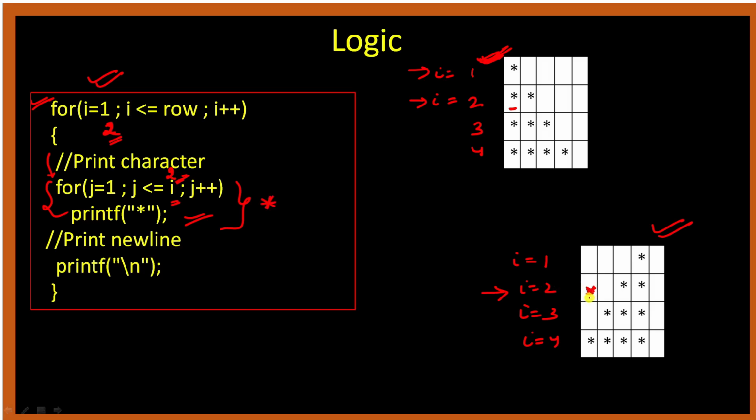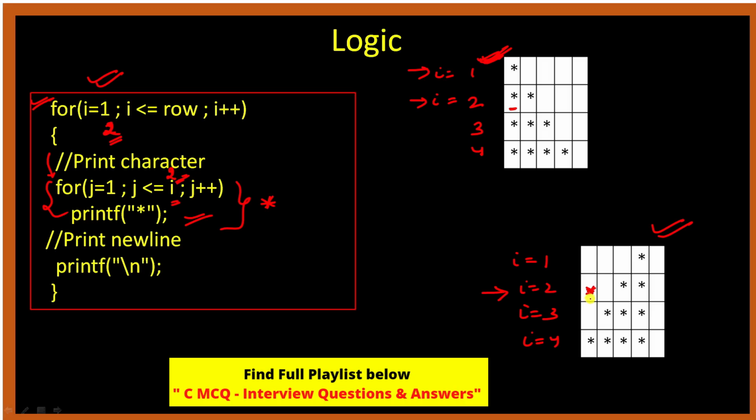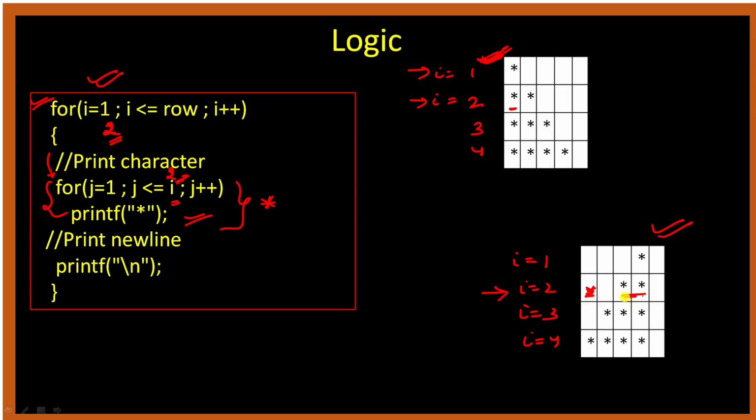But I do not want a star here. I want spaces. And that too, how many spaces? I want 2 spaces. Right? I want the same 2 stars that I was trying to print in my previous pattern also. But after some wait, this star has to wait for some time, and before that, some spaces should be printed. So this is the difference in this pattern.